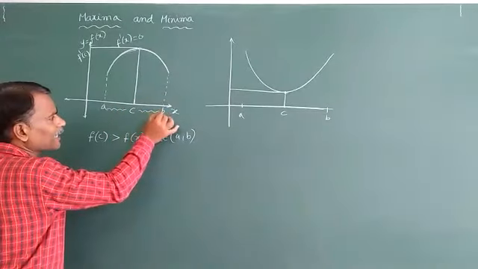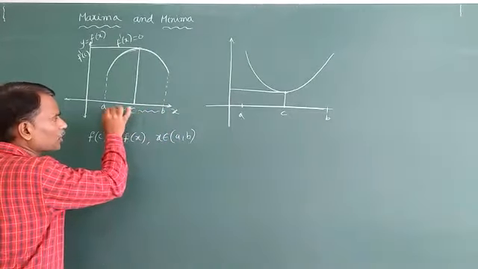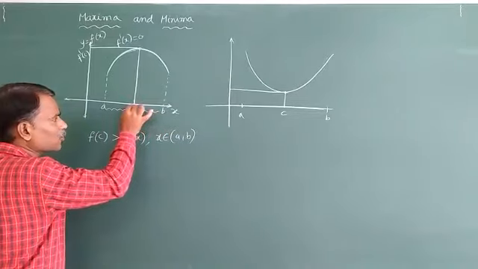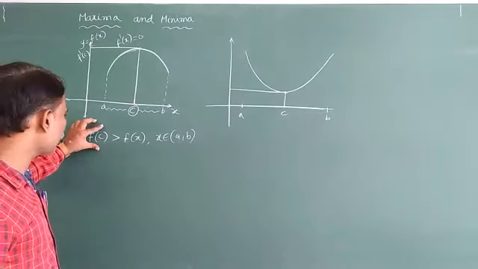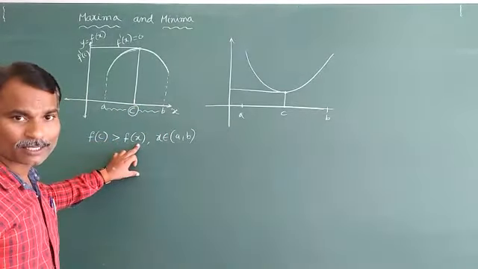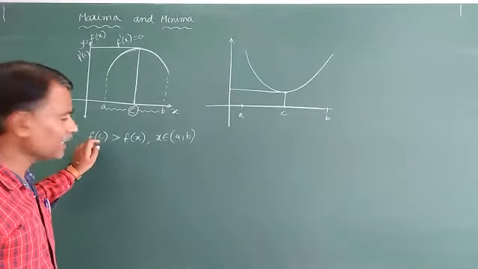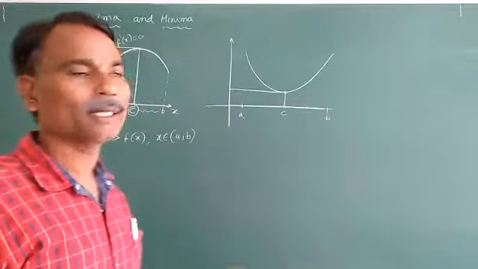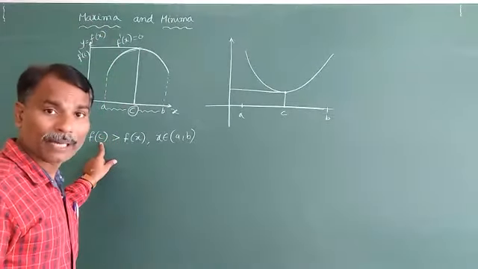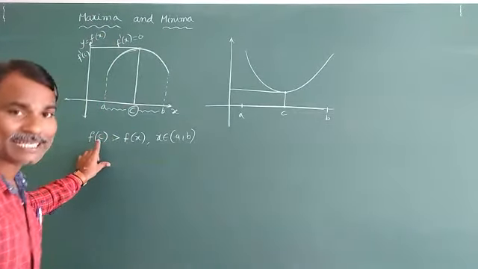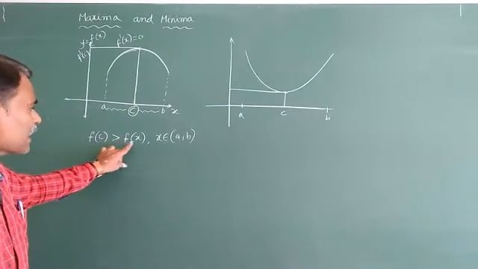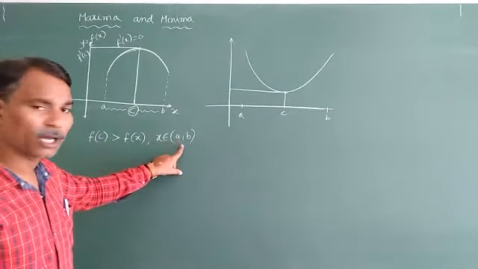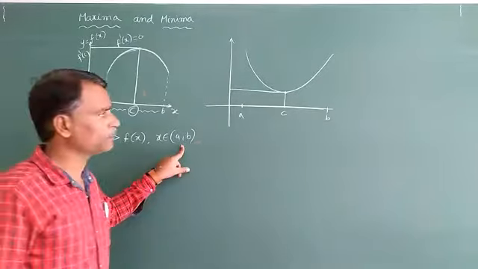Whatever values we are getting here, substituting values, by observing all these values only one value gives f of c greater than f of x. That point is the maximum point, and f of c is the maximum value. That means the condition is f of c greater than f of x, where x belongs to that domain.